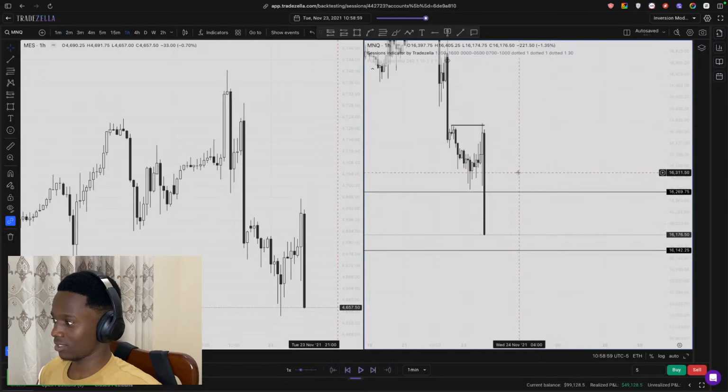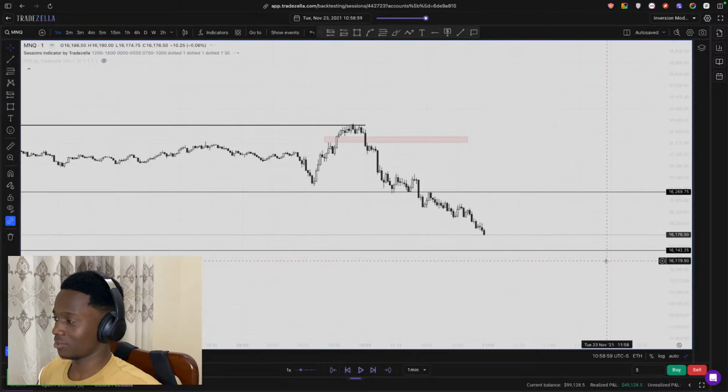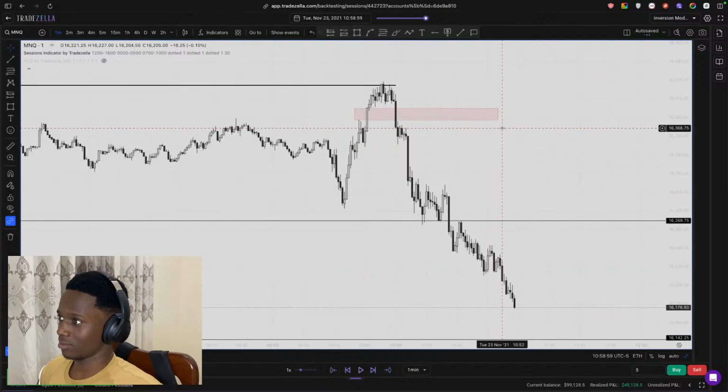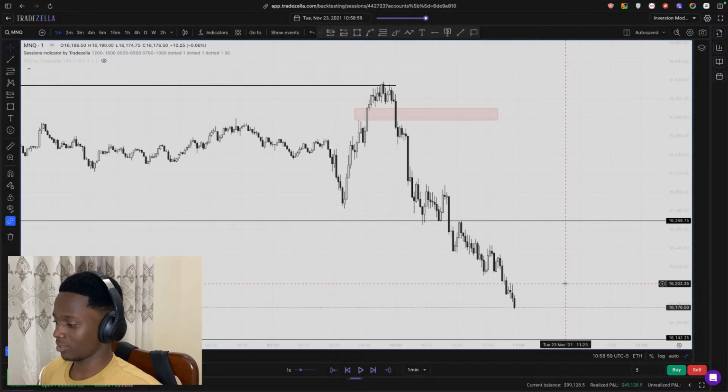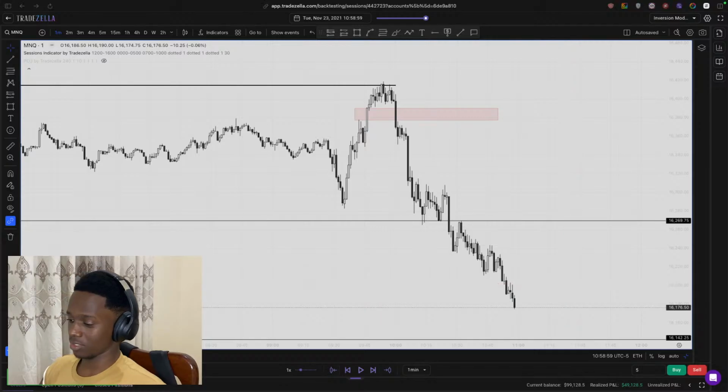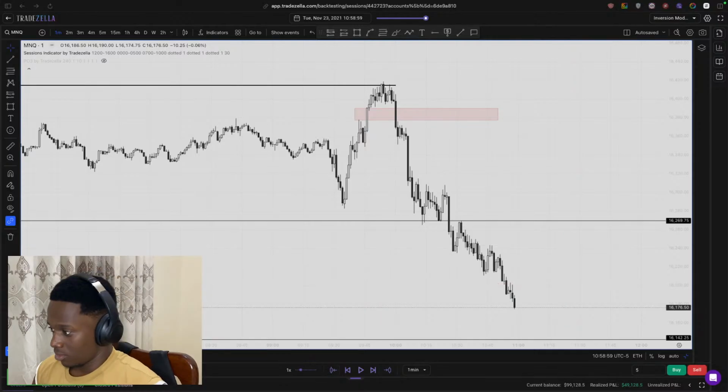And after closing the position, market drops even lower, all the way from here. So that's close to 180 points on just this day. Wow.